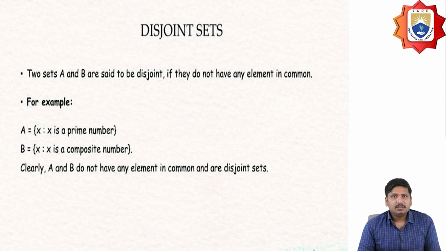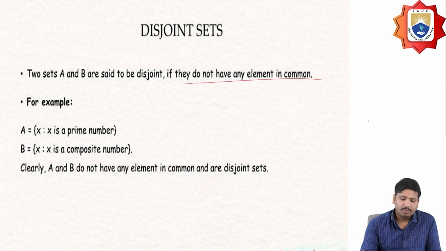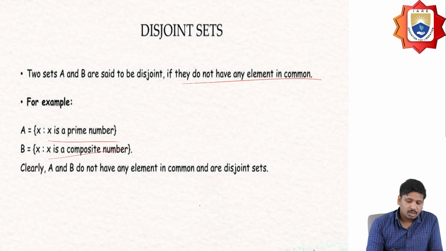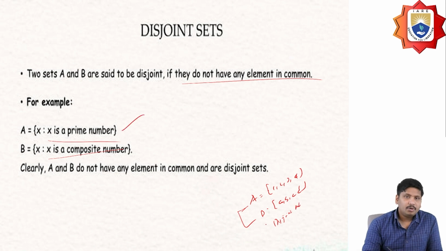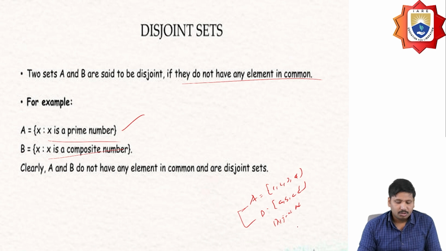The next one is disjoint sets. Two sets are said to be disjoint if they do not have any element in common. So take x such that x is a prime number, and another set, x such that x is a composite number. Clearly both are not equal. Let A be equal to 1, 2, 3, 4 and B be equal to a, b, c, d. So both sets have no common element, and both are called disjoint sets. By considering the example of x being a prime number and x being a composite number, they should be treated as disjoint sets.